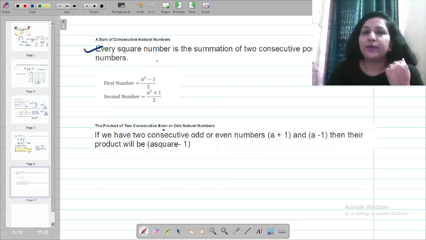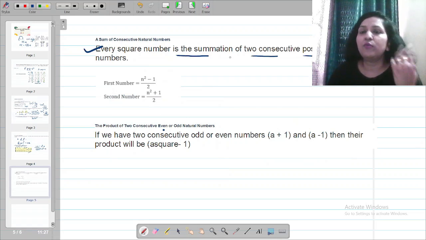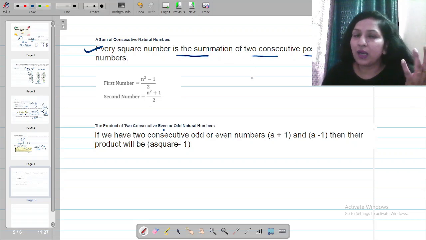Every square number can be written as the sum of two consecutive positive natural numbers. What does it mean? If you have a square number, you can write that number as a sum of two consecutive positive natural numbers. I'll take this using an example.